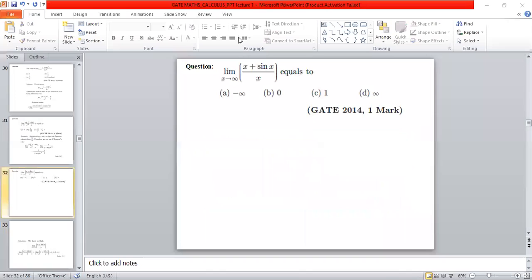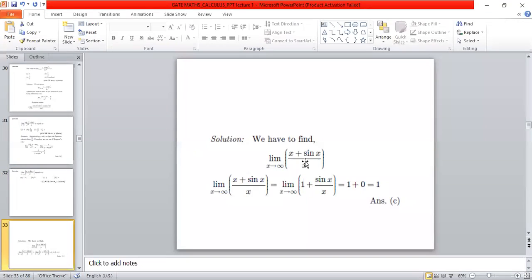1, ma'am. Option C, 1. Is it 1, Shraddha? Yes, ma'am. Akansha, what is the answer? 1. Next, is anyone getting something else? 1, ma'am. Okay, 1, option C. Good. We'll go to the answer.